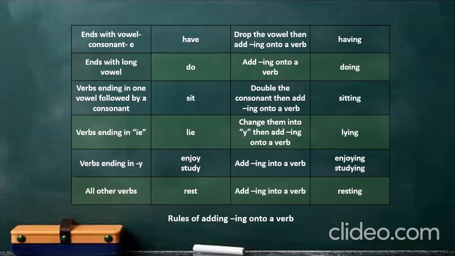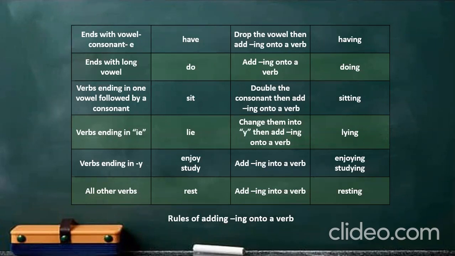With the present continuous tense, you need to add ing to the base form of the verb. But it's not always that easy. Therefore, today I'll give you 6 simple rules for adding ing to a verb. So number one, you should ask yourself, does it end with vowel consonant E? For example, have. In this case, you should drop the E then add ing onto the verb.